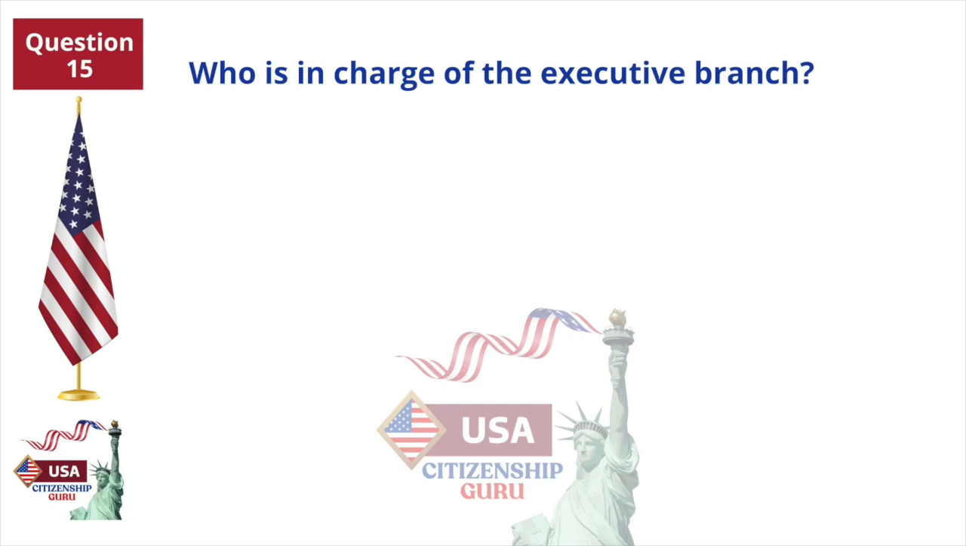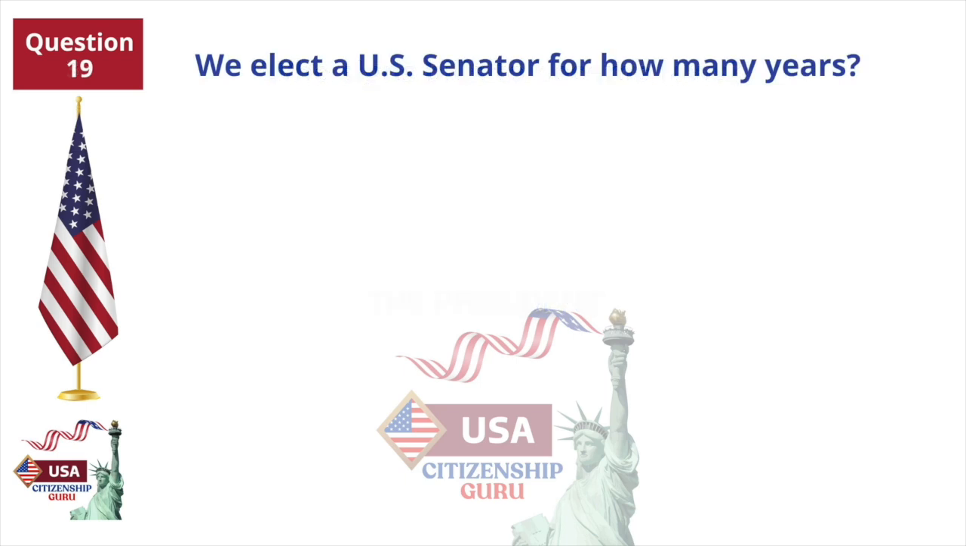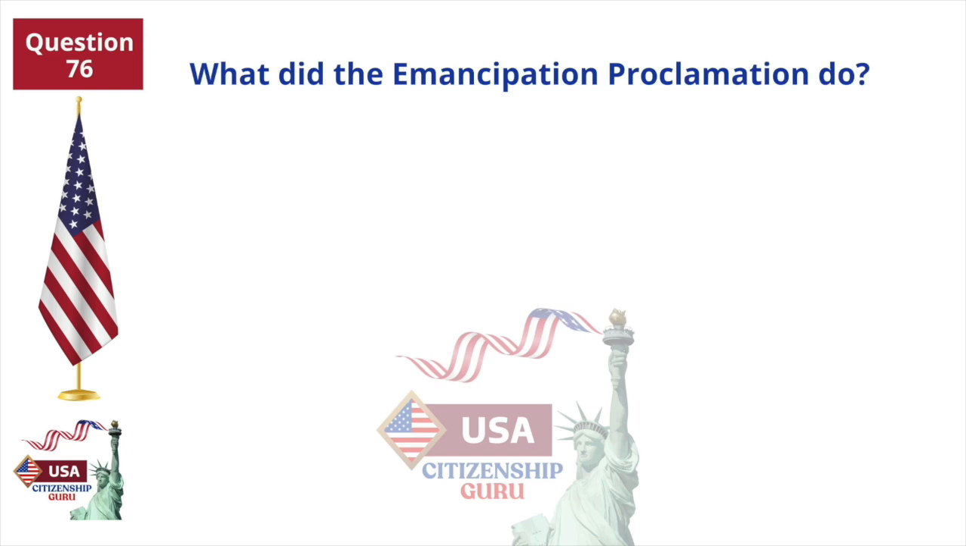Who is in charge of the executive branch? The president. Who signs bills to become laws? The president. We elect a U.S. senator for how many years? 6. What did the Emancipation Proclamation do? Freed the slaves.